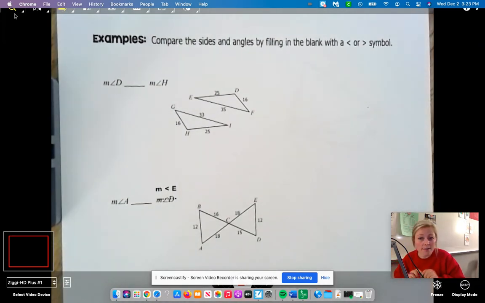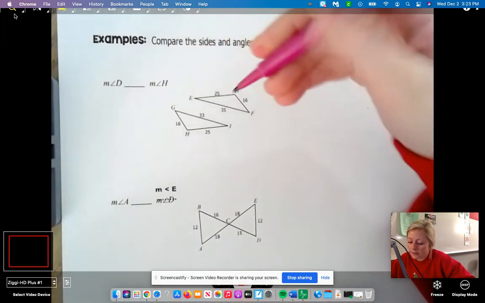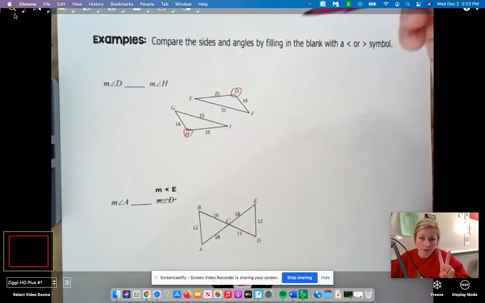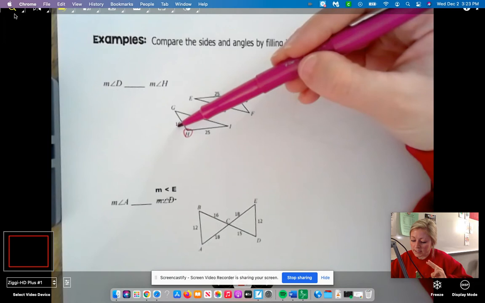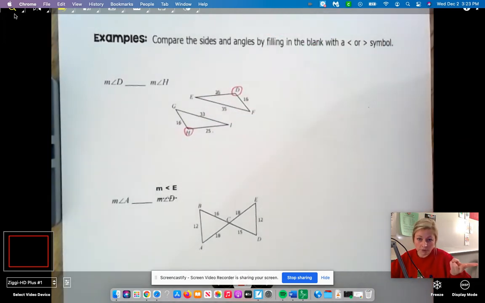All right, now we're trying some angles, so we're going to go the opposite way, the converse. Again, we're just filling in with a less than or greater than symbol. So let's look here. We have angle D we're looking at, and angle H. So let's make sure we have two pairs of congruent sides that it's between. I have 16 and 16, that's one. 25 and 25, so we check out there.